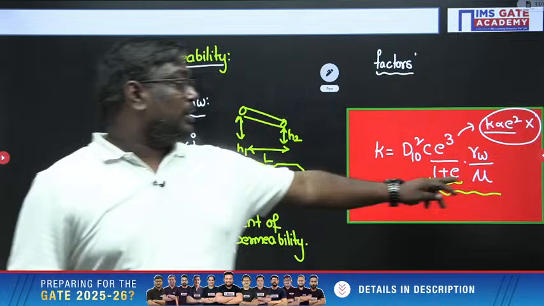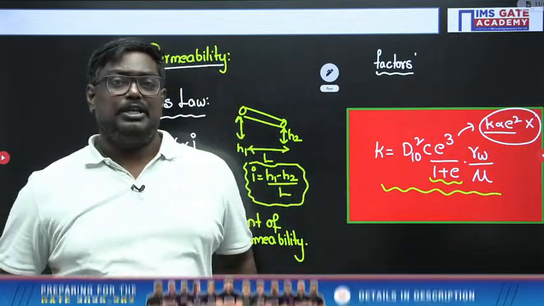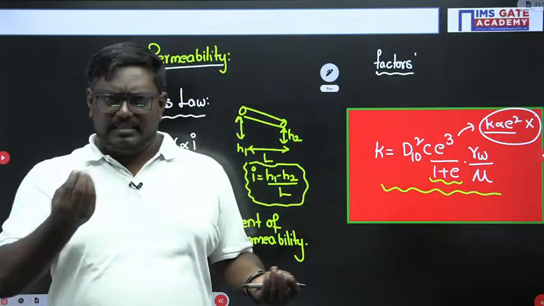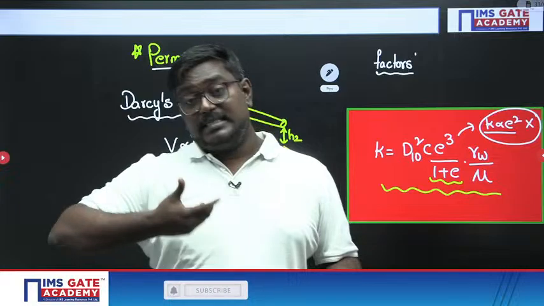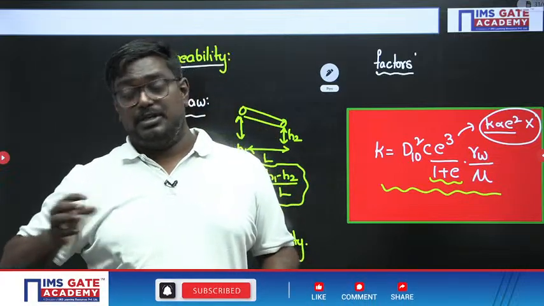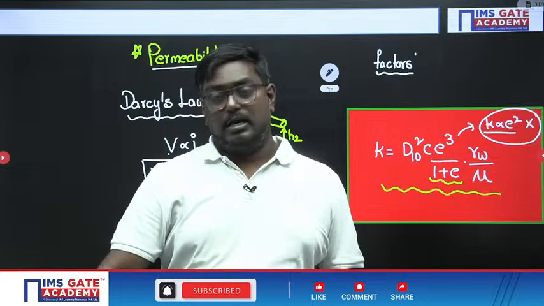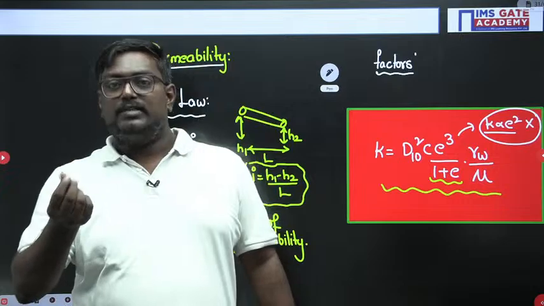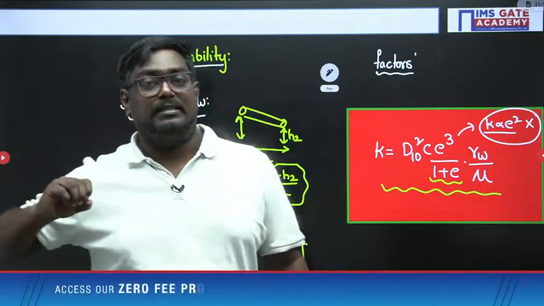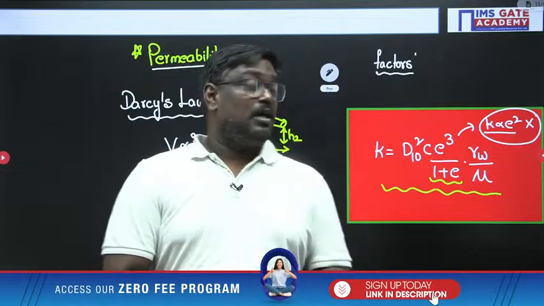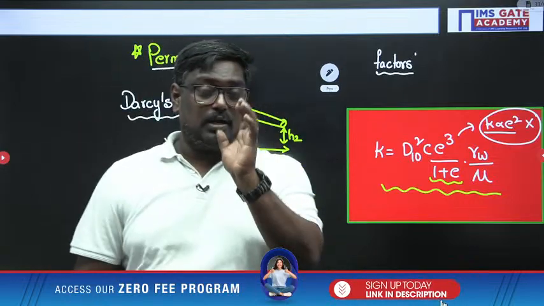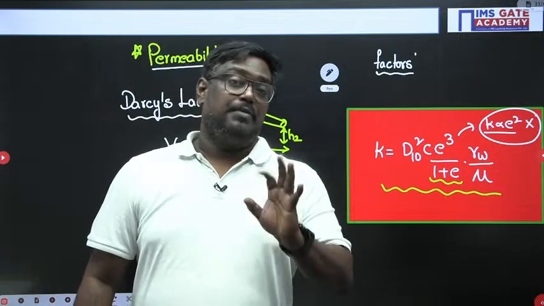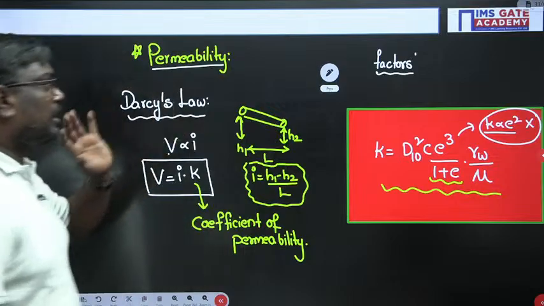Now coming to mu, what is mu, sir? Viscosity. The more the viscosity, the less the permeability. The less the viscosity, the more the permeability. Simple example, sir: permeability increases with increase in temperature due to a decrease in viscosity. Suppose I pour oil on the ground, oil will take more time to scatter. Once you heat it, it loses its viscous nature and the flow will be fast. That is the reason. So you have to remember that permeability increases with increase in temperature, with a decrease in viscosity. I hope you are clear with the factors.